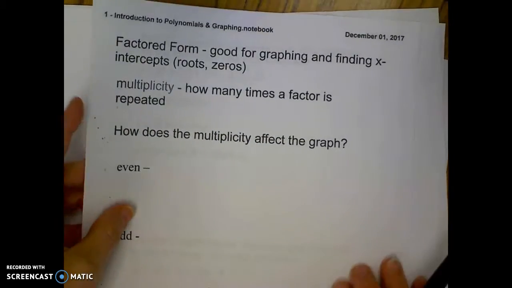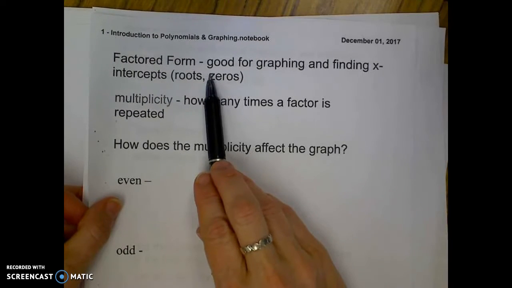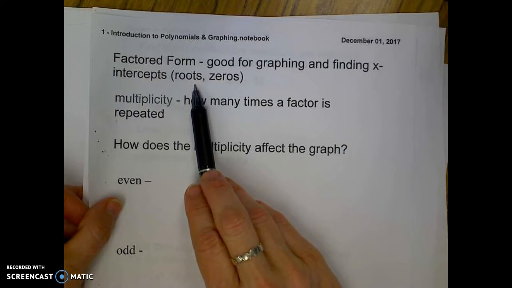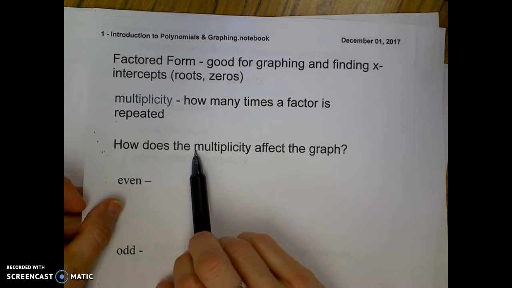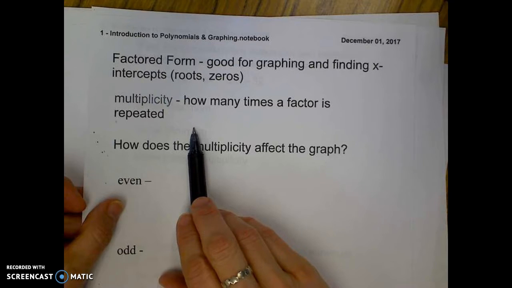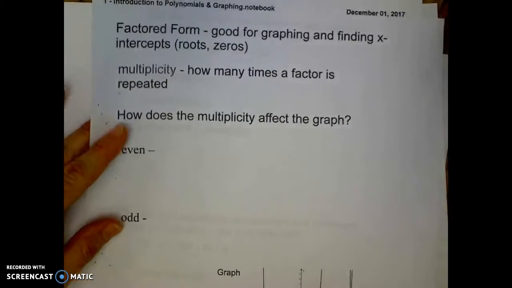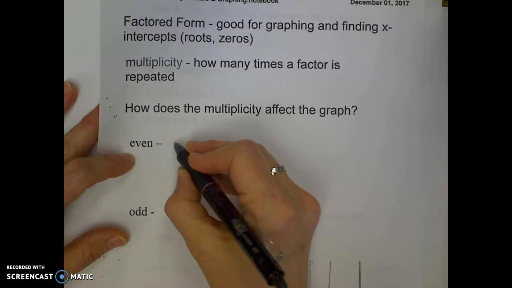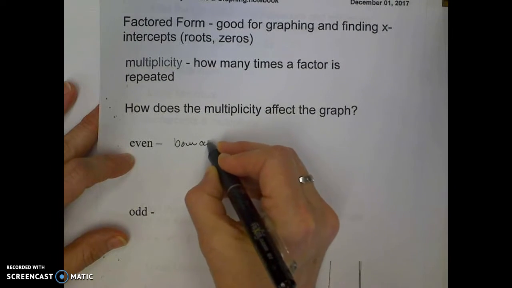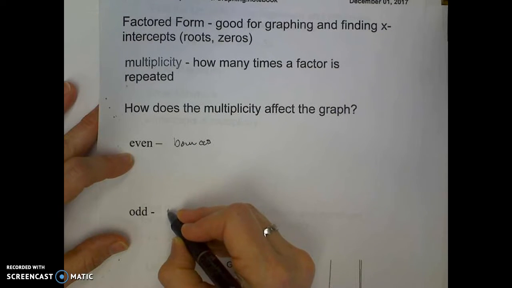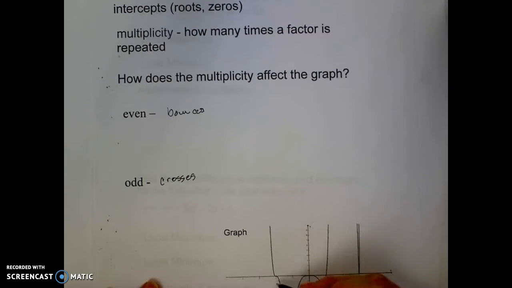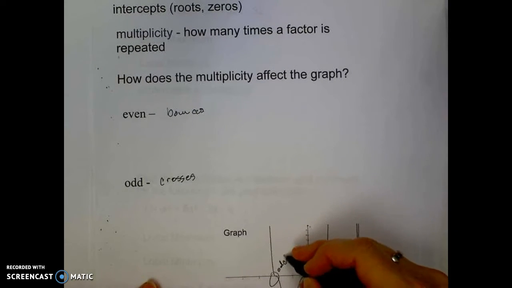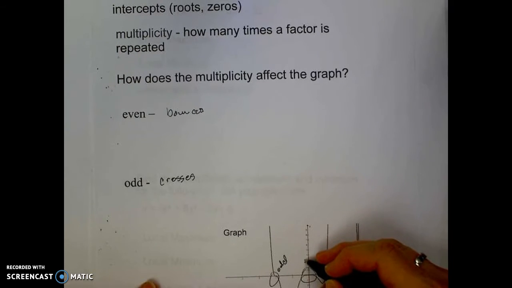Last thing, factored form. Factored form, we know you had to factor in order to find those x-intercepts so that you could graph it. We know what multiplicity is from openers. We know that multiplicity is how many times a factor is repeated. And we know how multiplicity affects the graph. Even multiplicity bounces, and odd multiplicity crosses or passes through. So here we know that we've got an odd multiplicity. Here we know we've got even.